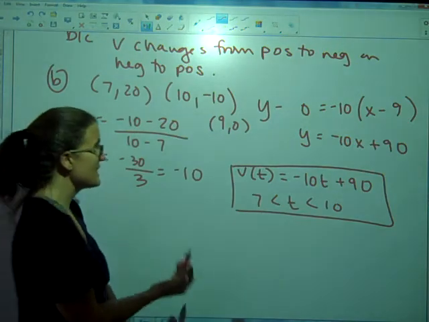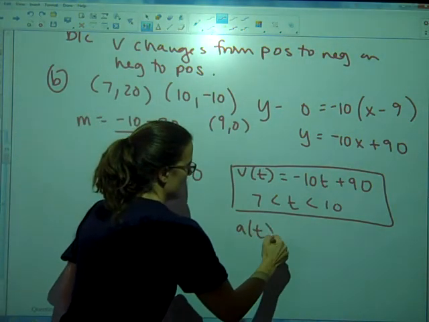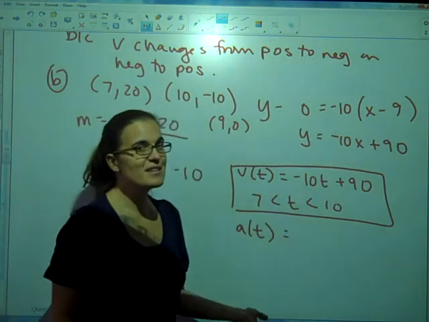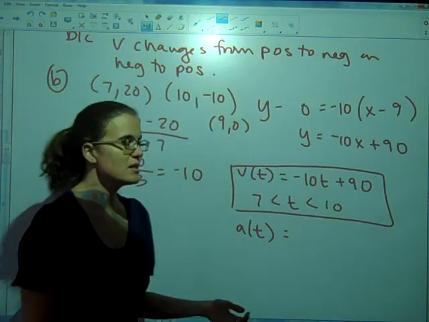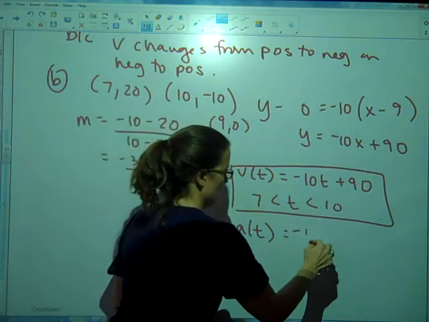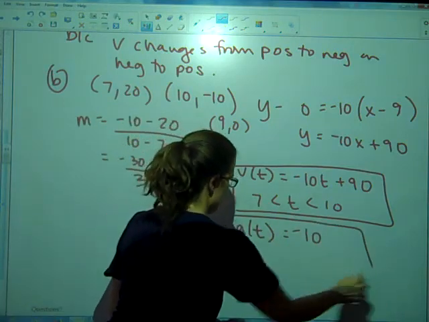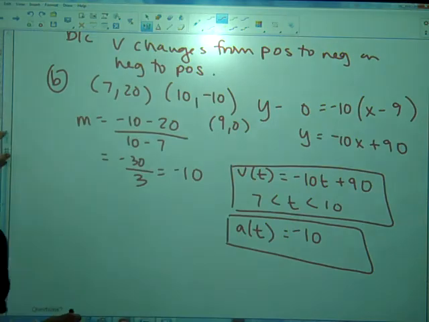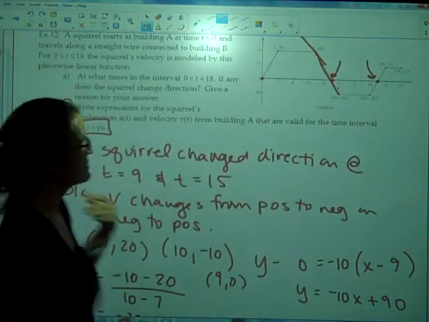Last question here was the acceleration from 7 to 10. And that's the nice thing, right? We already found the acceleration. The acceleration is the rate of change of velocity. So essentially that was just the slope of that linear equation, which was negative 10. And let's not forget our units, right? Oh wait, no, I don't think I put units on this one. So no units were necessary.